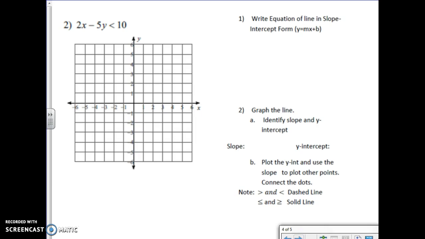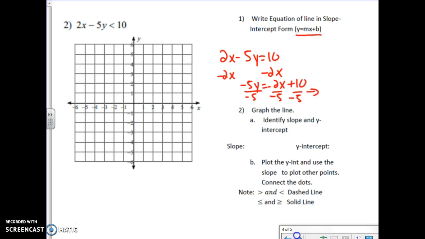This is slightly more complicated. So I have 2x minus 5y equals 10. I'm looking at this equation, 2x minus 5y equals 10. My first step is to get it into y equals mx plus b form. So I'm going to subtract 2x from both sides. I got -5y equals -2x plus 10. I'm going to divide both sides by -5.